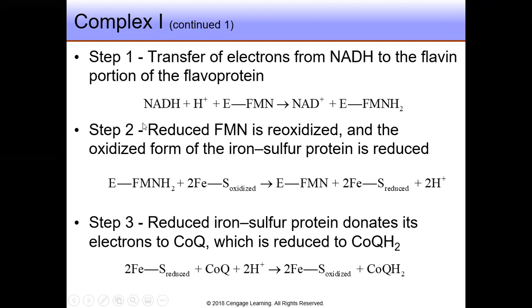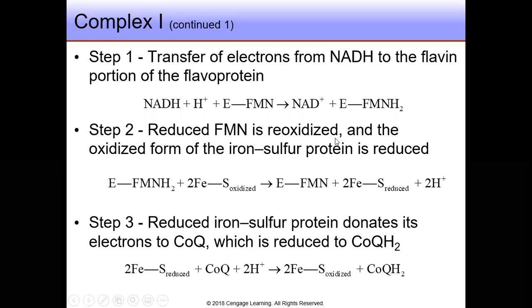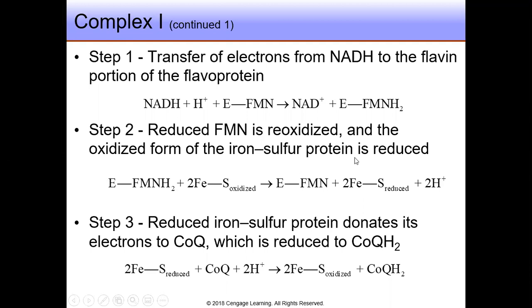Now, in the second step, the reduced FMN is reoxidized, and the oxidized form of the iron-sulfur protein is reduced, as you can see here. Now, the reduced iron-sulfur protein then donates its electron to coenzyme Q, which becomes reduced, CoQH2. So this is step 3. Then it takes place in 3 steps.